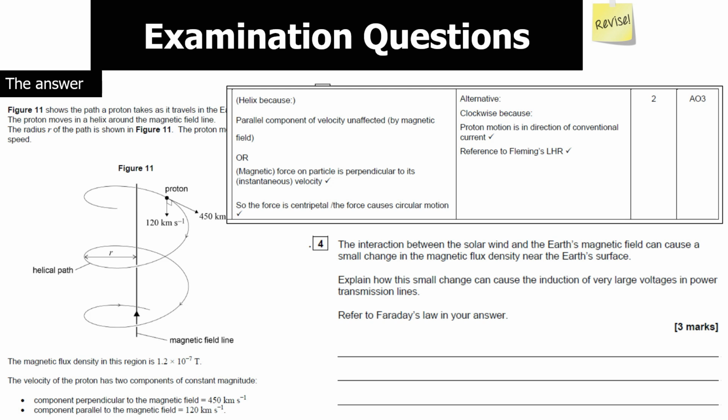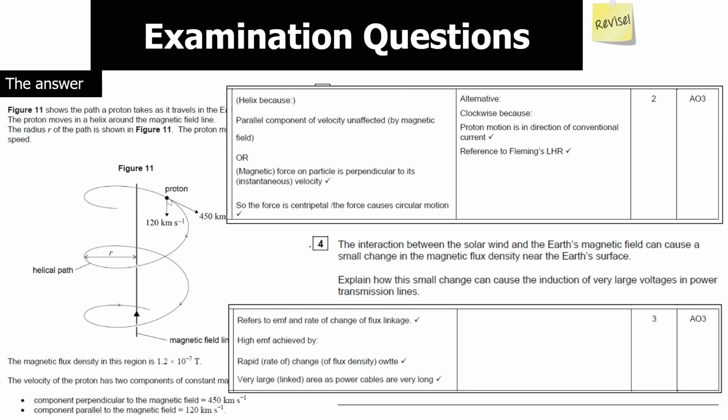Now, in the second question, it's so important you actually reference Faraday's law. So what is Faraday's law? It's that the EMF is directly proportional to the rate of change of magnetic flux linkage. So we must be achieving a high EMF, because the question indicates the induction of a very large voltage. That can only be achieved by a very, very big rate of change of flux linkage. That happens because you've got a very large area, because flux linkage links into the magnetic field strength and the area of the object, and our power cables are so long, as indicated in the question.